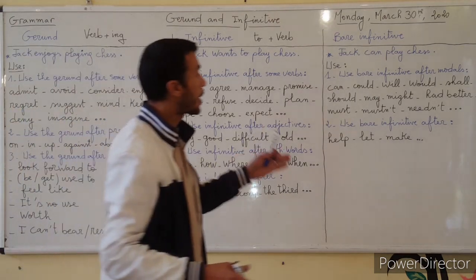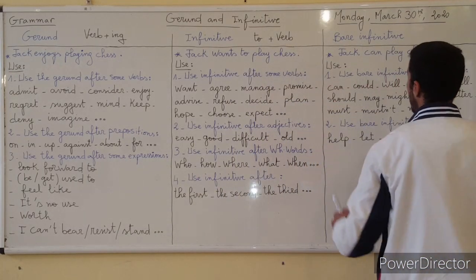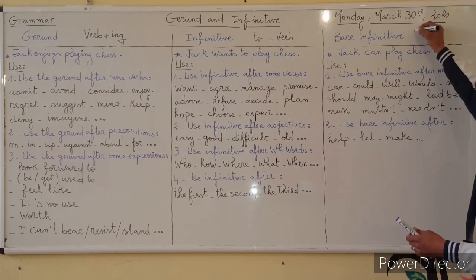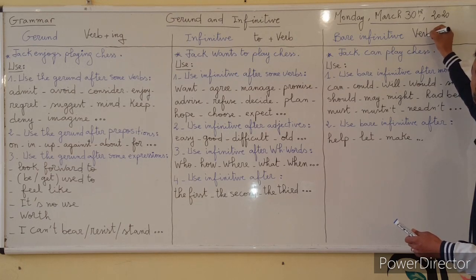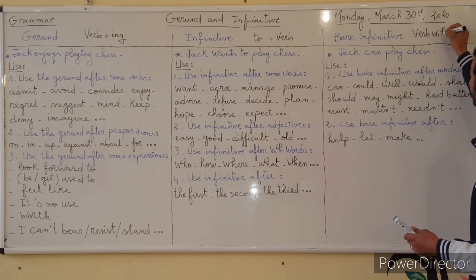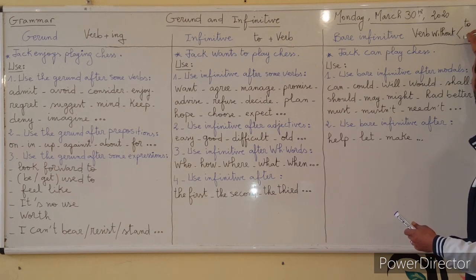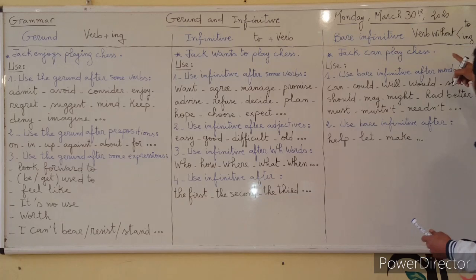And finally, the last column, which is bare infinitive, is when we talk about verb without to or ing. So, I repeat again, bare infinitive is when we talk about verbs without to or ing. Like, instead of saying to do or doing, we say do. This is bare infinitive verb. Speak, read, listen, swim, etc.